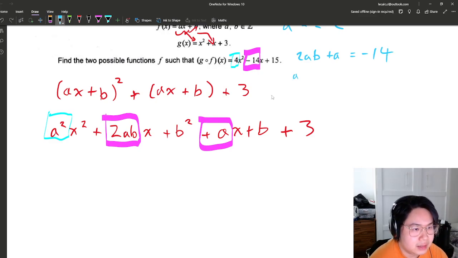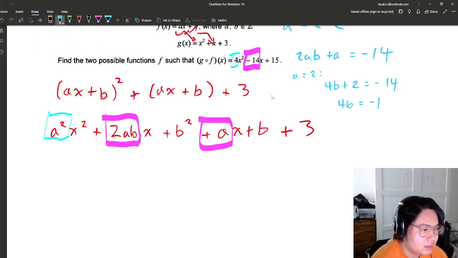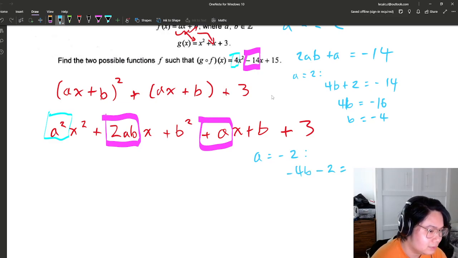So if a is positive 2, then we'll have 4 times b plus 2 is negative 14. So this is negative 16. So b is negative 4. And then if a is negative 2, then I'll have negative 4b minus 2.